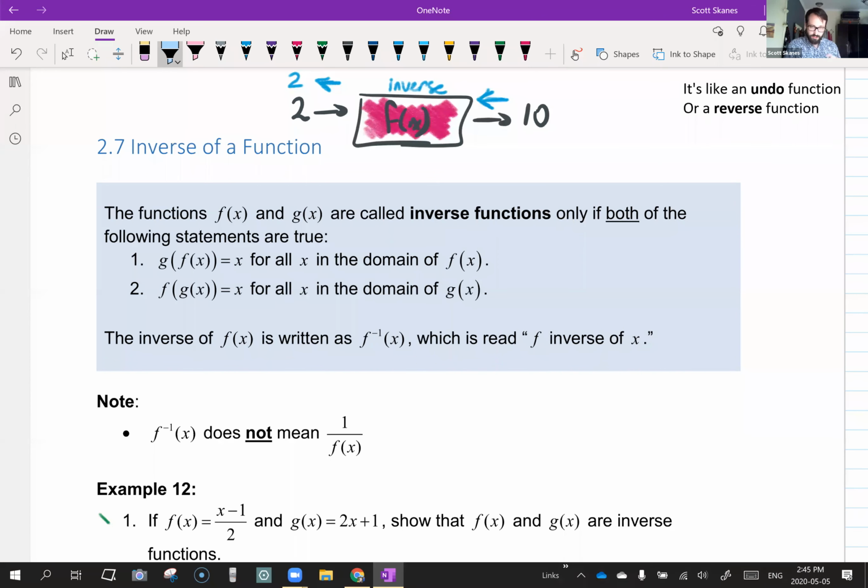So the functions, I'm just going to read the box. The functions f and g are called inverse functions only if both the following statements are true. So the reason why it's starting this, it's saying, how do we know if a function is an inverse of another function?